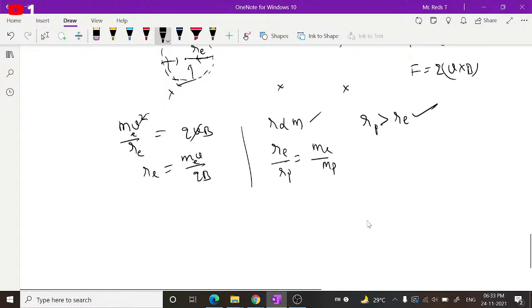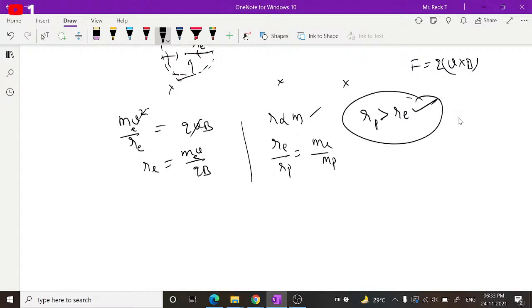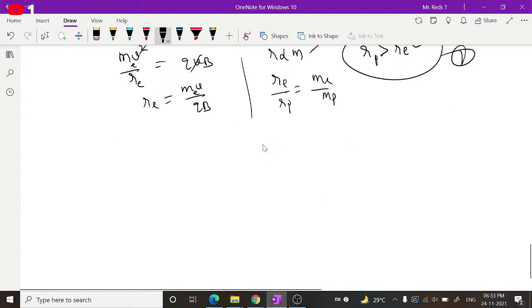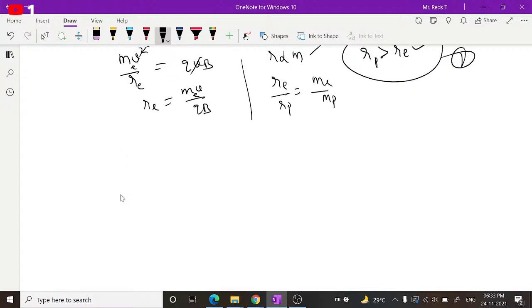That is one part. The second part is the actual main part of the question: what is the ratio of the frequency? How will the frequencies of these vary? Frequency is nothing but the reciprocal of the time period.